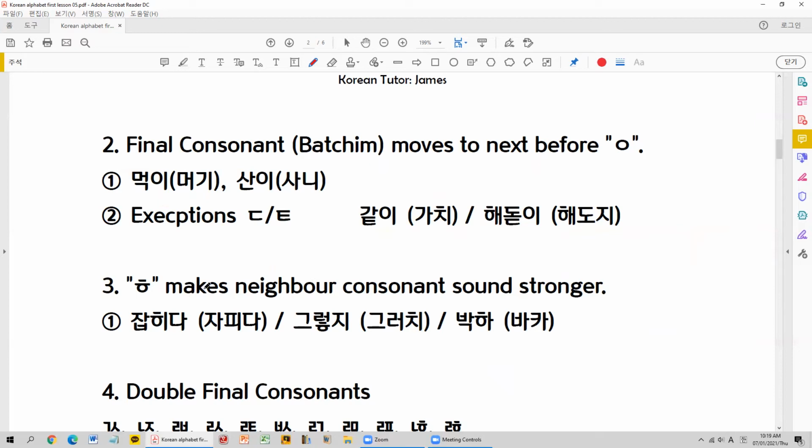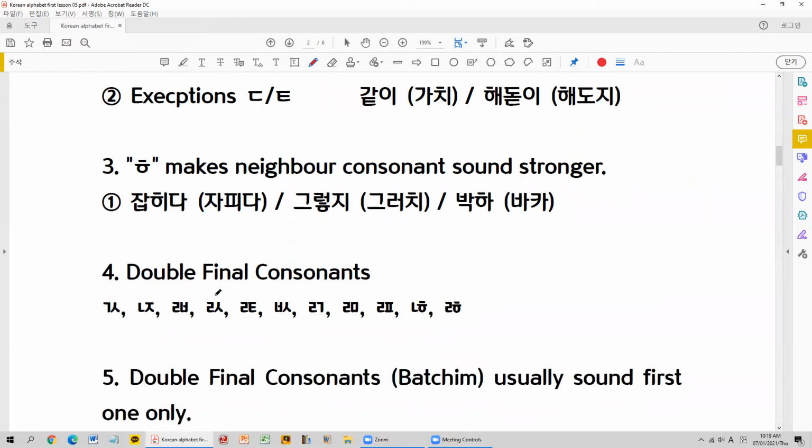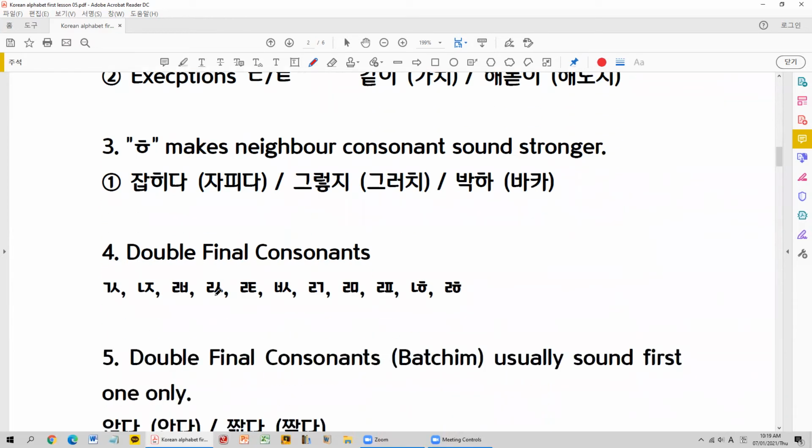And then the next one is more difficult. This one is the H sound. H makes the neighboring consonant sound stronger. So usually this D and then the J sound, they usually make a stronger sound. So what does this mean? It is this. So the first example is this one.